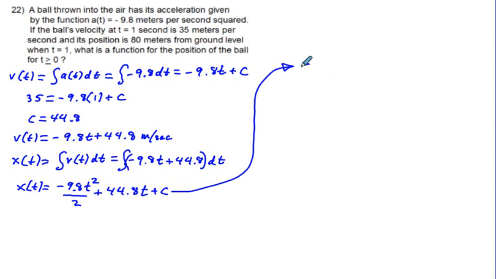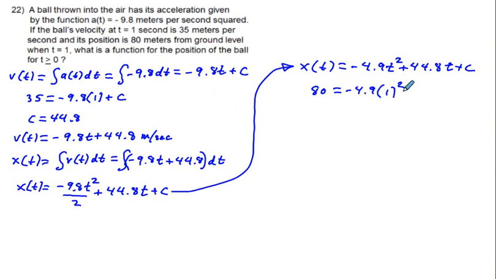I'm going to bring this up here to the right. And what we have here is x of t is equal to negative 4.9 t squared plus 44.8 t plus c, our constant of integration. So now we're going to go ahead and plug in this point (1, 80). So 80 is equal to negative 4.9 times 1 squared plus 44.8 times 1 plus c. And what we get here is 80 is equal to negative 4.9 plus 44.8 plus c.